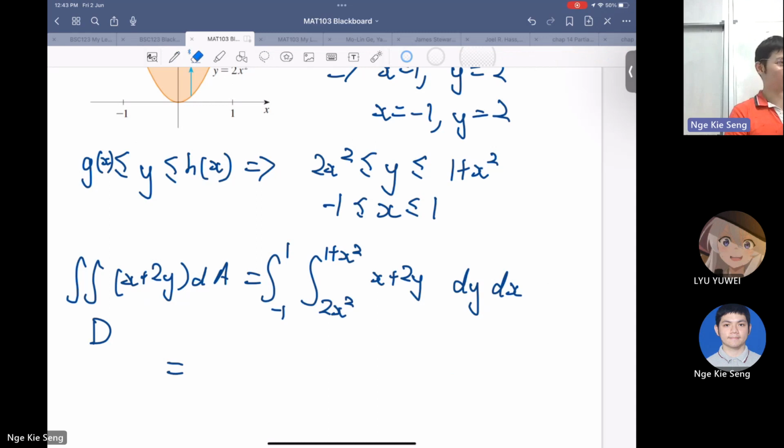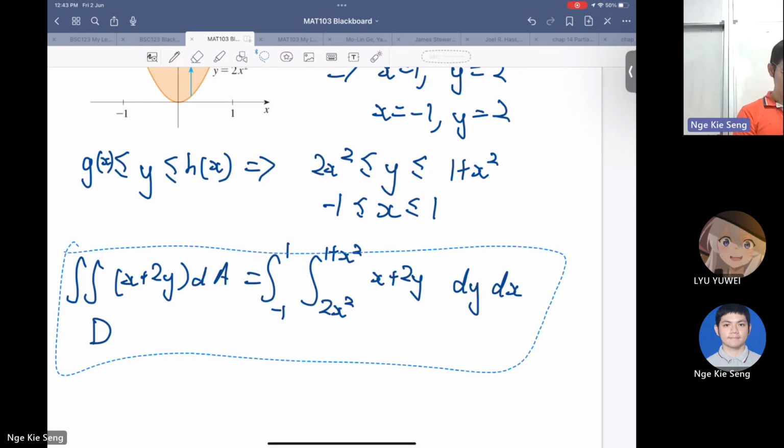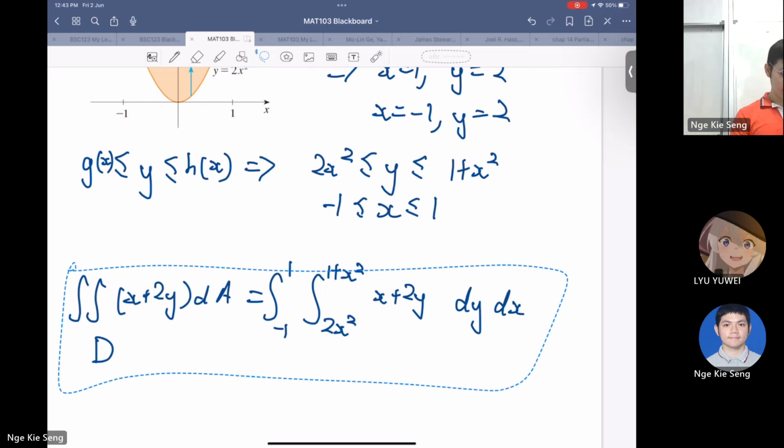How about we don't do this integral? I let you try at home, and then you can check the answer. Okay, but I give you the way how you do this double integral.